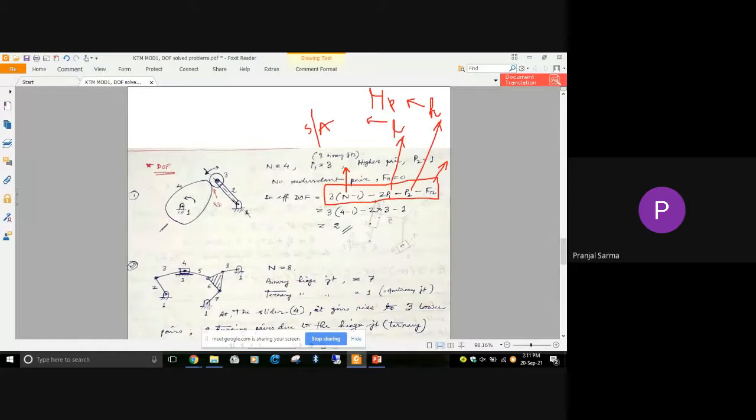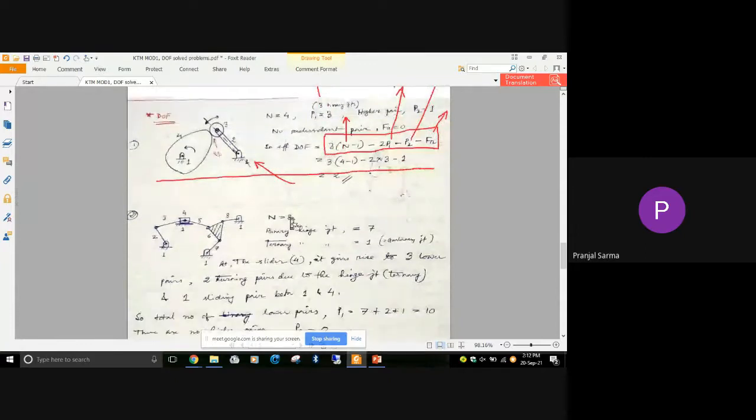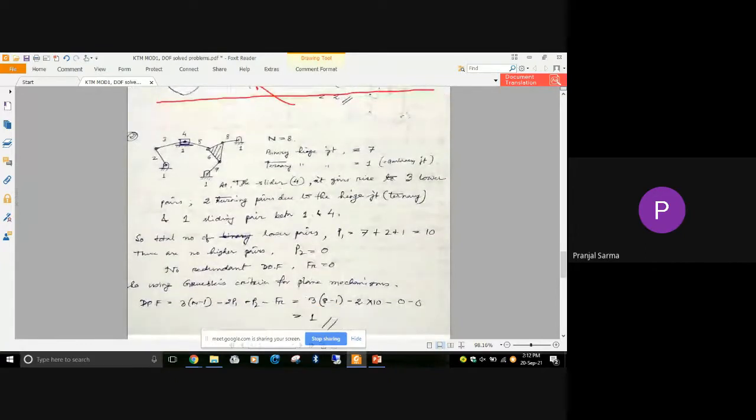I believe this one we have already completed, right? Up to this one, Kempler mechanism. And I told you to go through the solved problem, the numerical, that I have already shared in your Google Classroom. So, have you gone through it? Anyone?